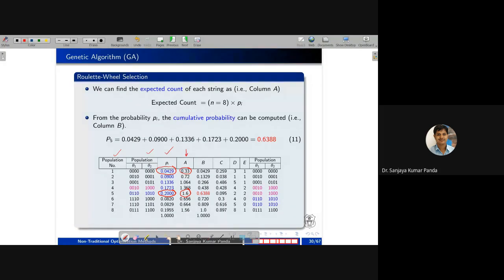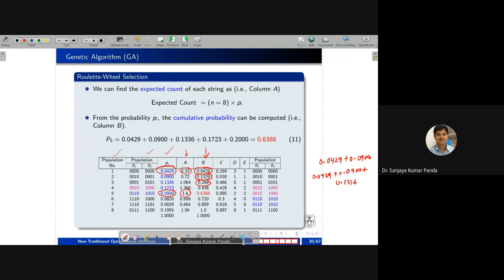Now, column B represents the cumulative probability. The cumulative probability of the first one is always the same, 0.0429. If you want to find the cumulative probability of the second one, it is nothing but 0.0429 plus 0.0900. For the third one, it is 0.0429 plus 0.0900 plus 0.1336. In this way, you can generate column B.